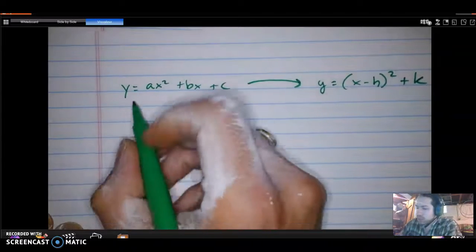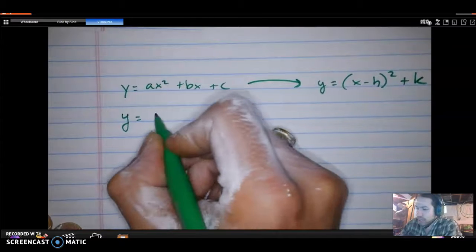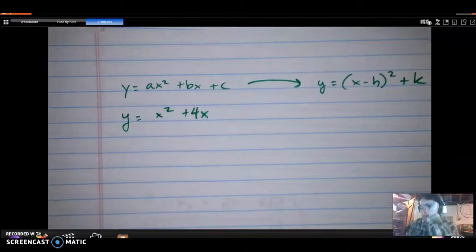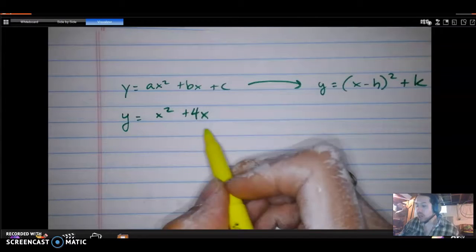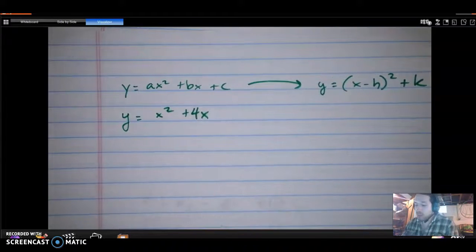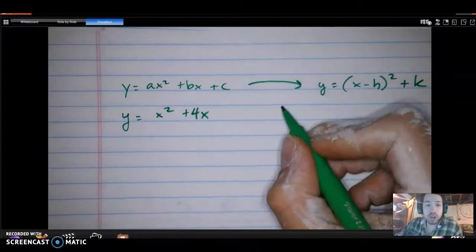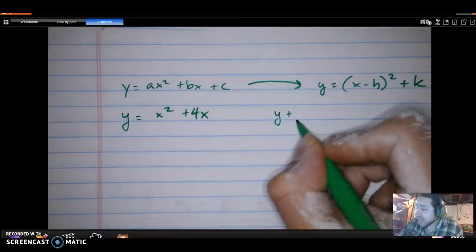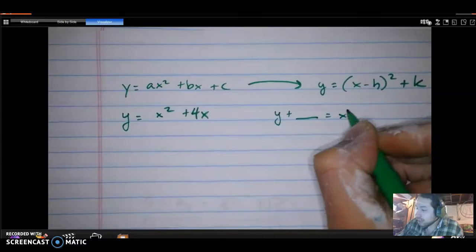So the first thing we're going to look at is y equals x squared plus 4x. Now notice here, there is no constant value. That is quite all right. Now, remember our goal in starting completing the square is to figure out what we need to add to both sides, right?